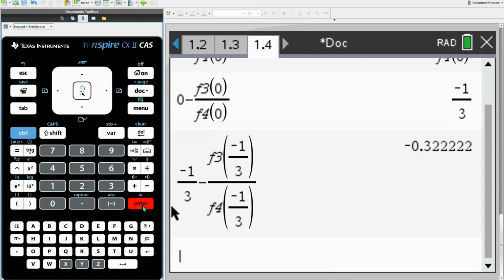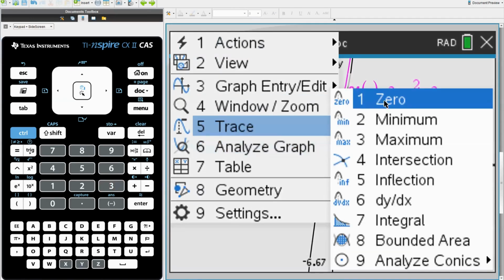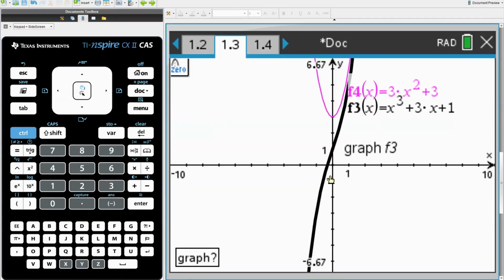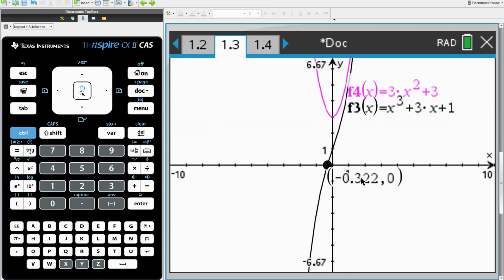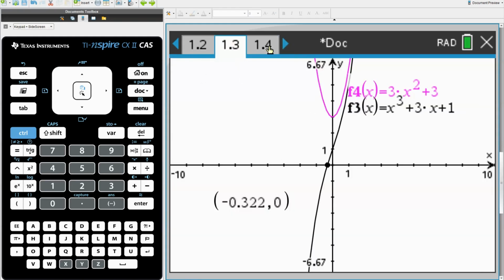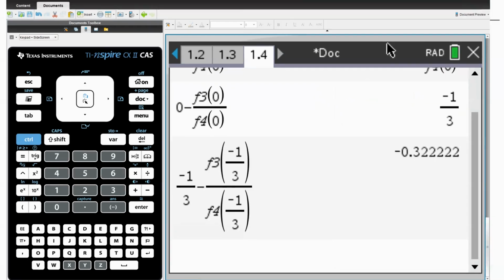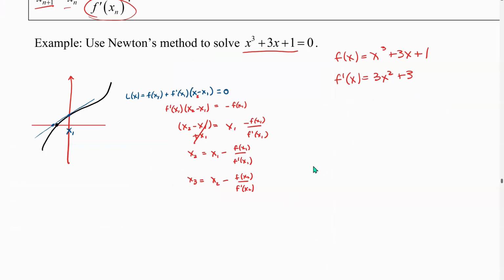So that's a pretty good guess. I've done this iteration twice. How close is it to the real answer? Well, let's go find out. Menu, analyze graph. Where are those zeros? I'm going on this graph in between here. Wow, that's pretty good. -0.322, and we said it was -0.322. And that was only two iterations, and the calculations for these functions are pretty straightforward. So that's Newton's method, a very, very cool way of finding roots using nothing but derivatives.